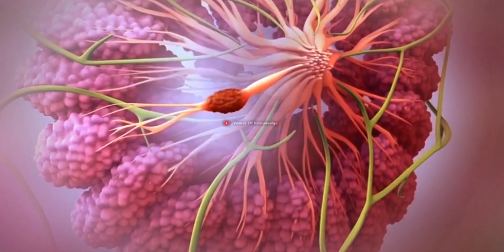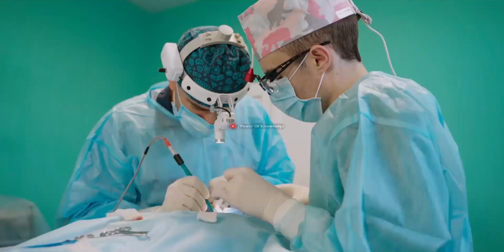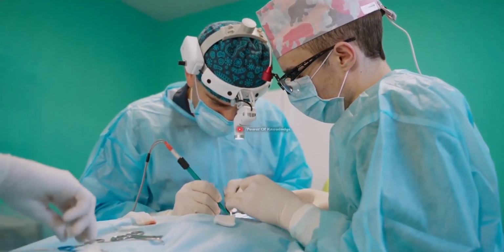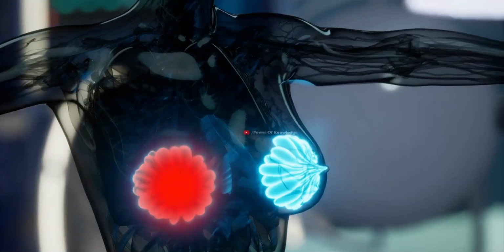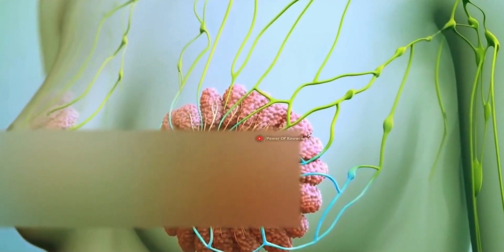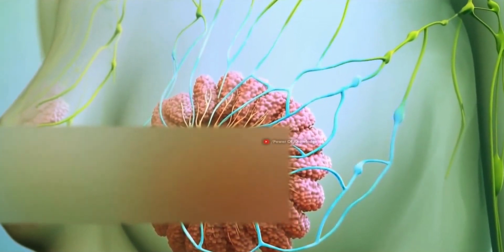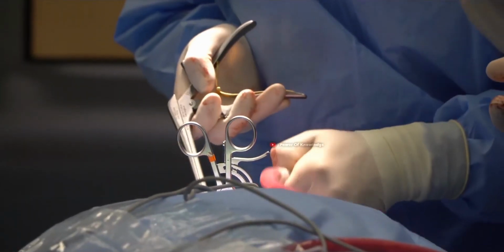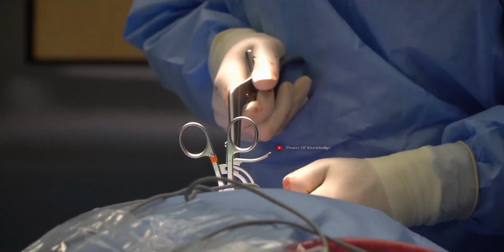There are two types of breast cancer surgery, which include lumpectomy and mastectomy. If the tumor growth is in a specific region of the breast, then lumpectomy is performed to remove it. Whereas, if the tumor growth spreads to the entire breast, or in some cases, spreads to the lymph nodes along with the breast, then mastectomy is performed to remove it.